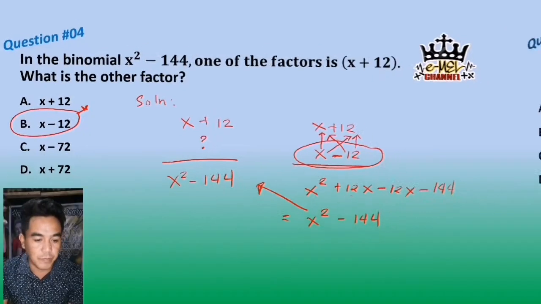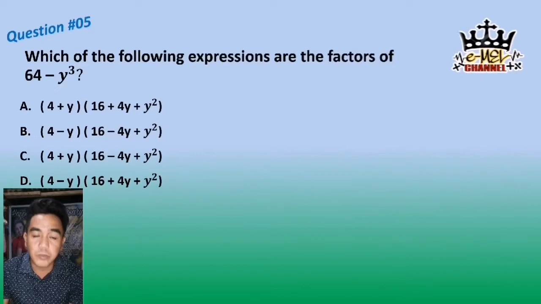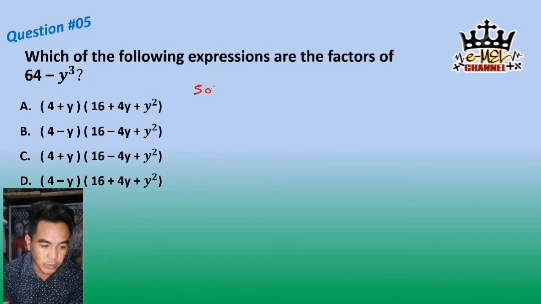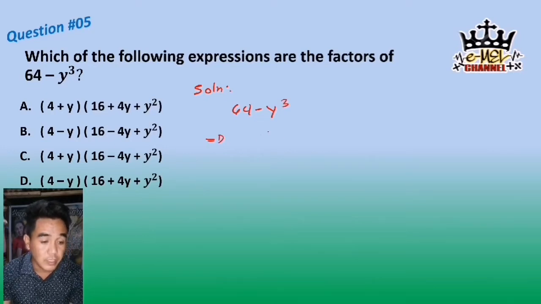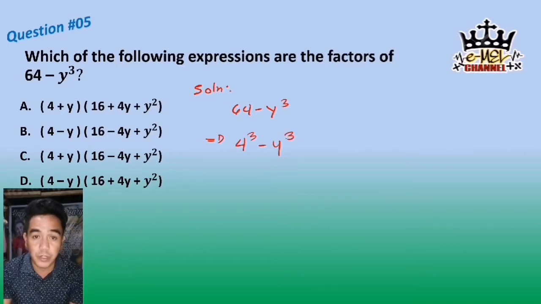Question number 5. Which of the following expressions are the factors of 64 minus y cubed? Now let us have the solution. First, let us put the given. Now what we're going to do is express this binomial into the power of 3. And we know that 4 times 4 times 4 becomes 64. So we have now this process.